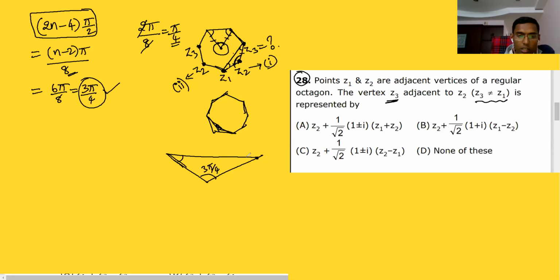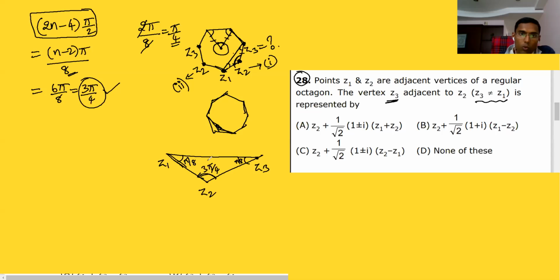Now this angle and this angle, so the remaining is pi by 4. This is pi by 8 and this is also pi by 8, but we don't need that one. Now what is this? This is Z2, this is Z3 and this is Z1. So now what you should do? You have to rotate 3 pi by 4. Please understand, you have to rotate 3 pi by 4.